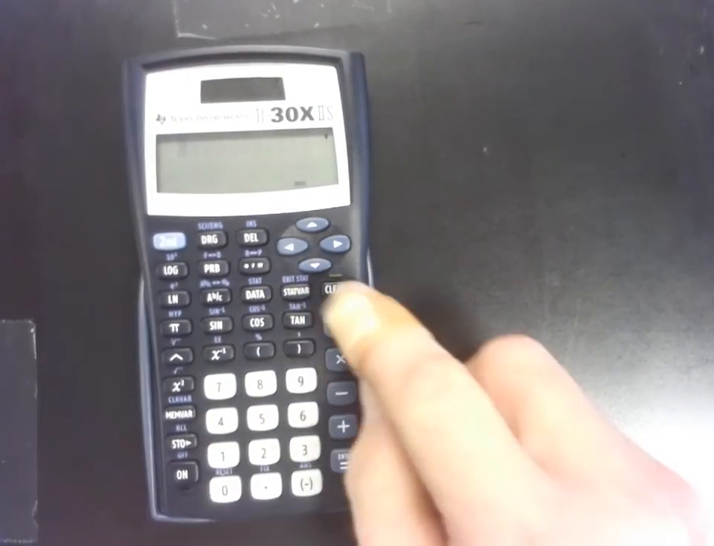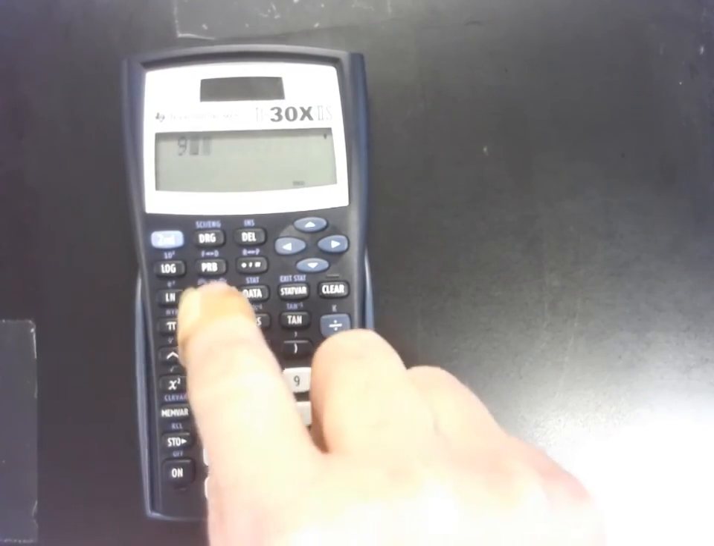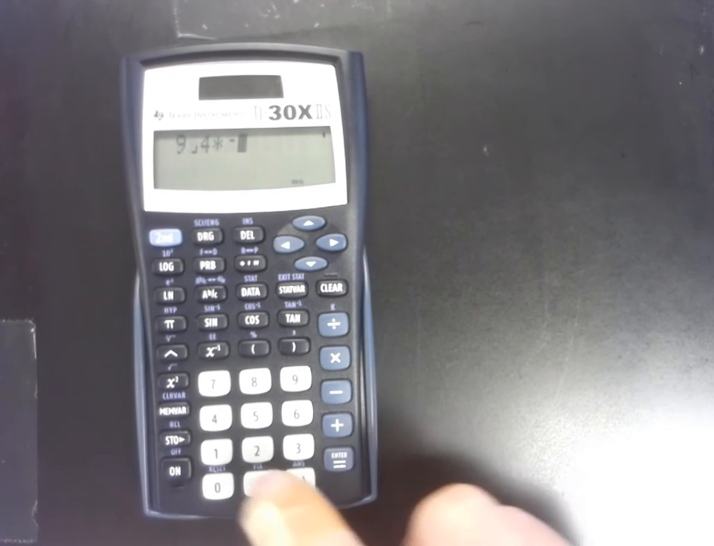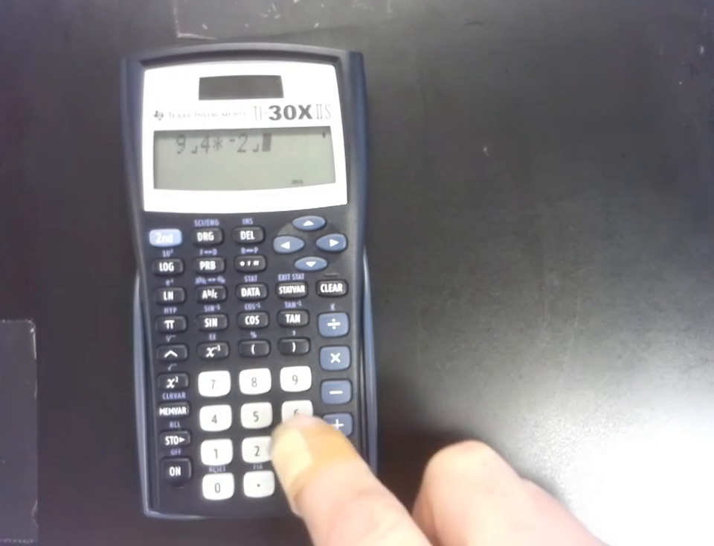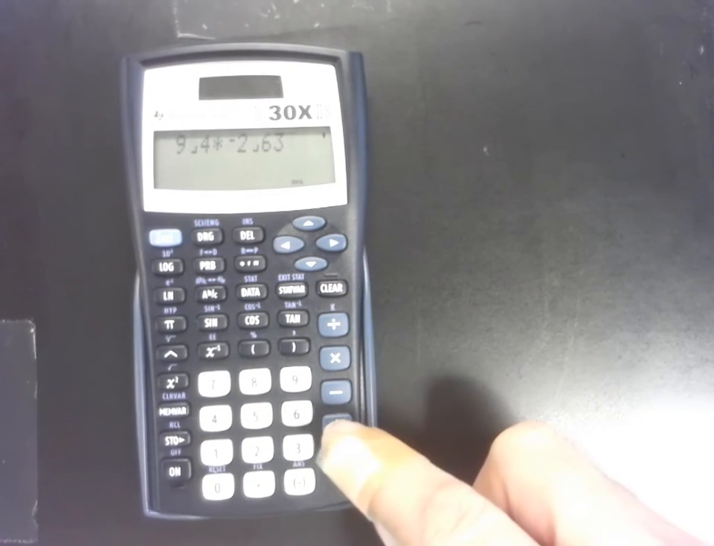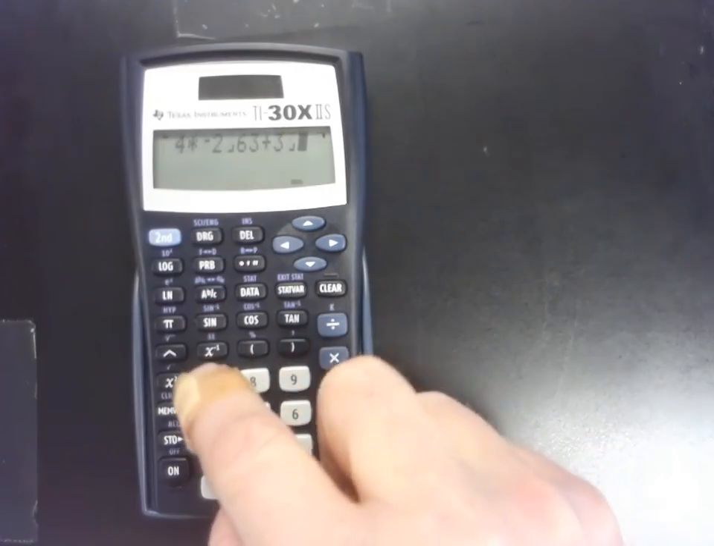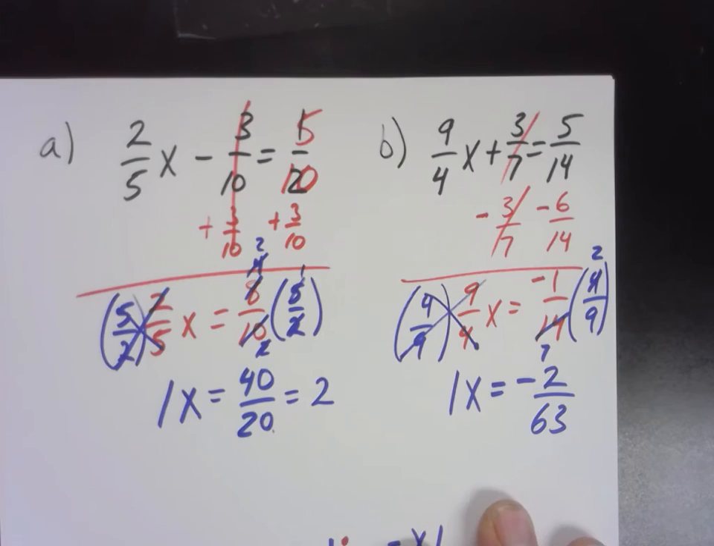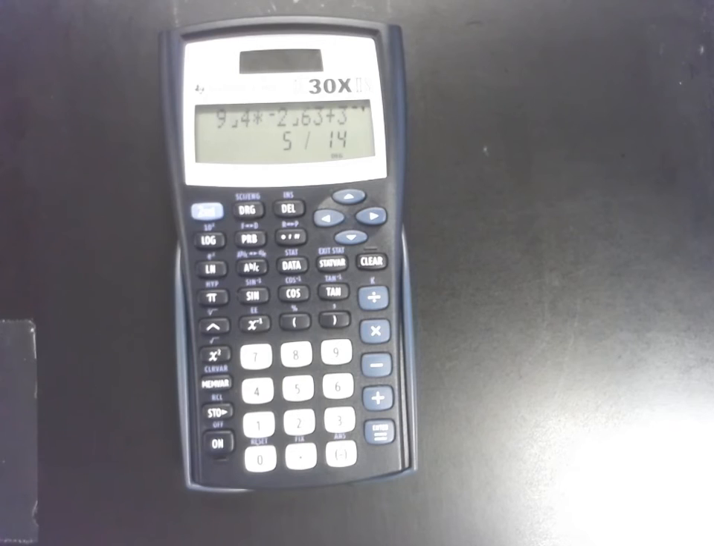Okay, I'm going to try this. So 9/4 multiplied by negative 2 over 63 plus 3/7. So when I hit enter, it should say 5/14, shouldn't it? Does it? Yay. That's it. Is it okay to check your answer using a calculator? Sure. Especially on a test, right?